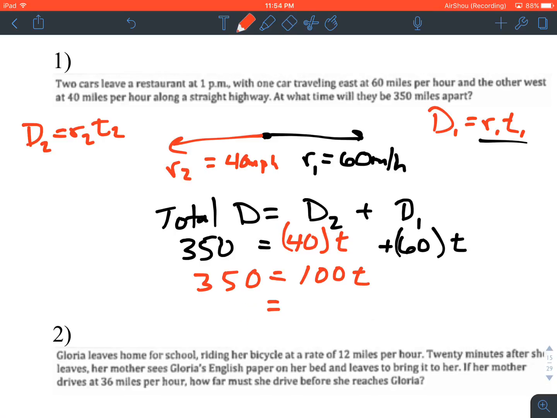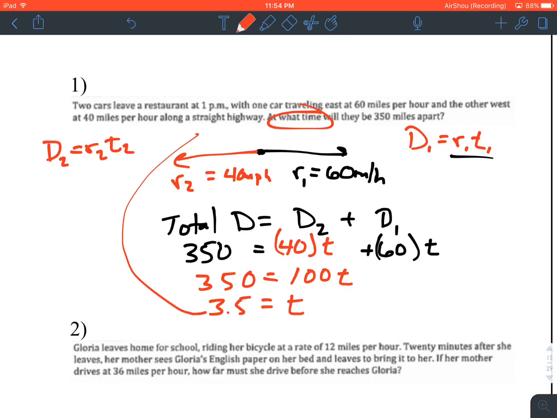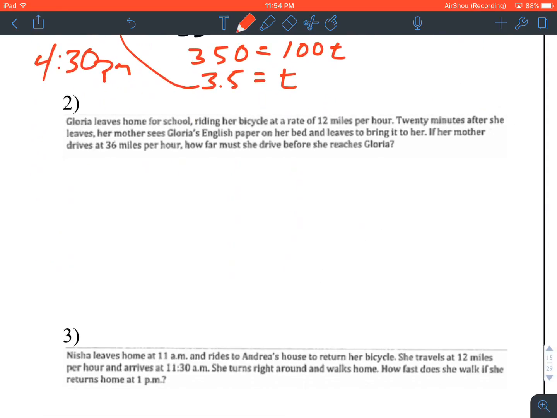You're going to get 3.5. Time was being measured in hours for this, so it will be 3.5 hours from now. It says at what time, not how long, not how much time, but at what time. So if we add that to 1 o'clock, we're going to get 4:30 p.m. Good? Good. Number 2.